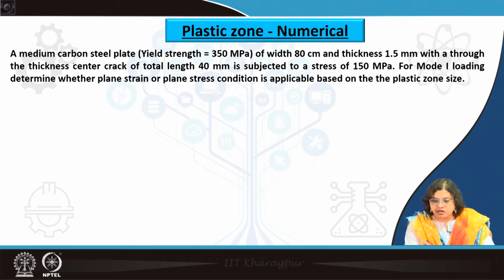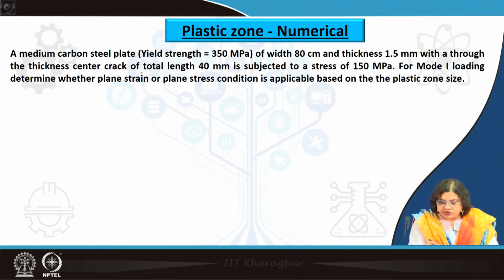It says: a medium carbon steel plate with yield strength of 350 MPa, width of the plate being 80 centimeter and thickness being 1.5 millimeter. It has a through-the-thickness, that means a center, crack of total length 40 millimeter, and it is subjected to a stress of 150 MPa. For mode 1 loading, we need to determine whether plane strain or plane stress condition is applicable, and for that the first thing we need to determine is the plastic zone size for both conditions. So, let us see what we have already. The information is as follows.